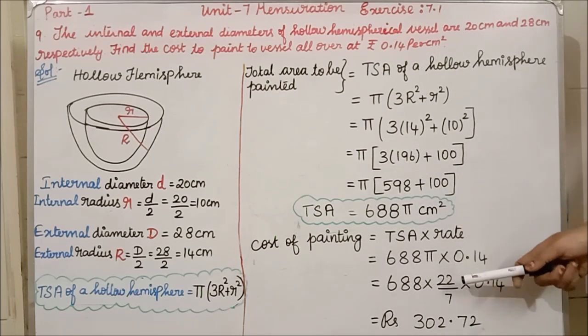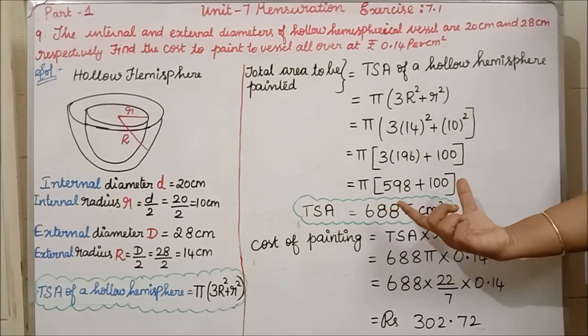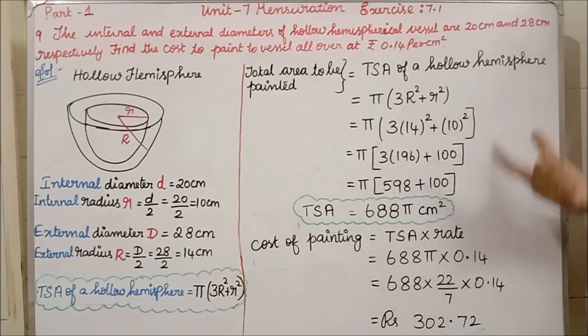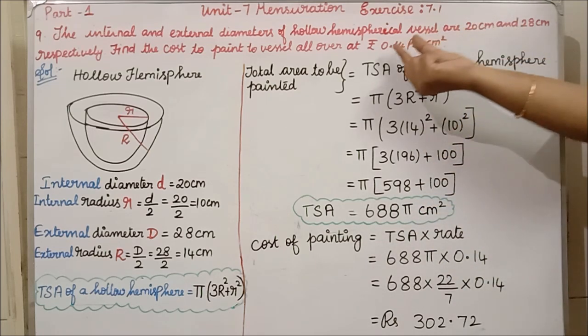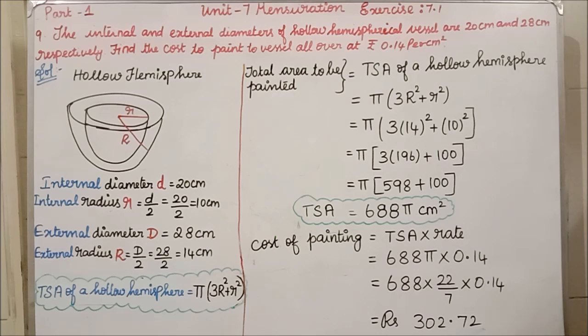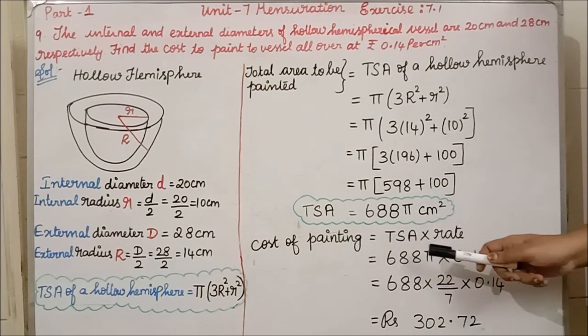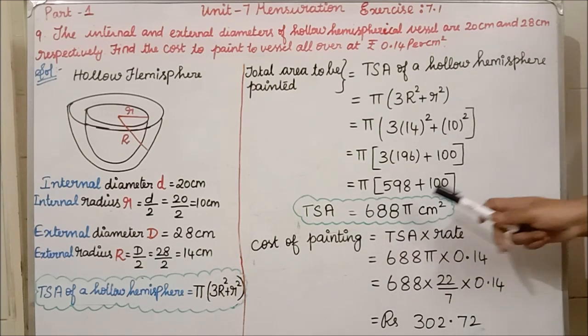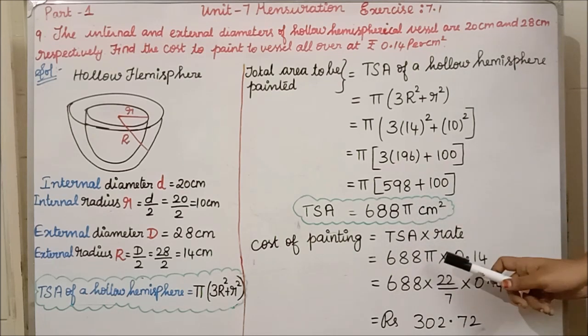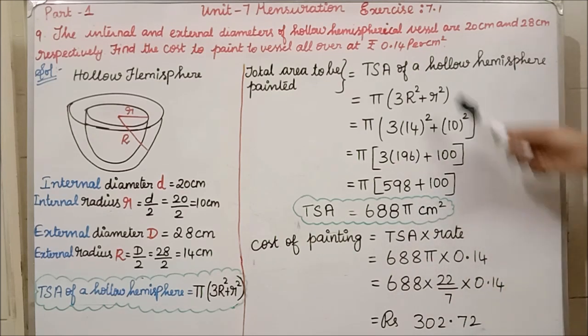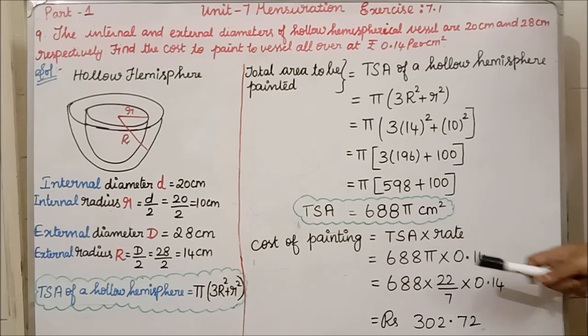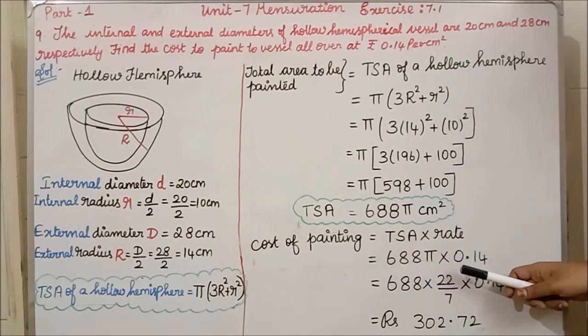So I am substituting in and calculating the cost of painting. Next, the total surface area value we have got, but they are given per centimeter, they are charging rupees 0.14. So they are asking the cost only in this question. So cost of painting is equal to total surface area into rate. Okay, so 688 pi into rate, what they have given, 0.14. So 688 into pi value, which is 22 by 7, into 0.14.